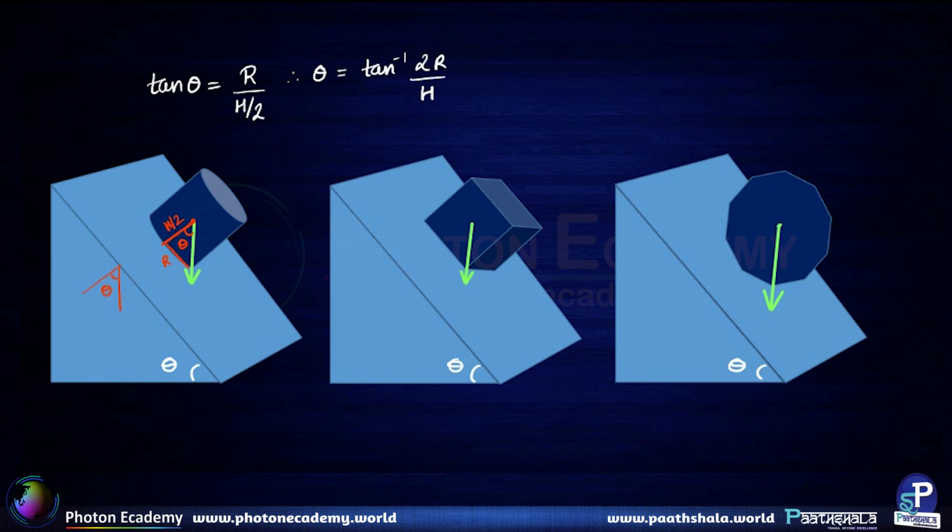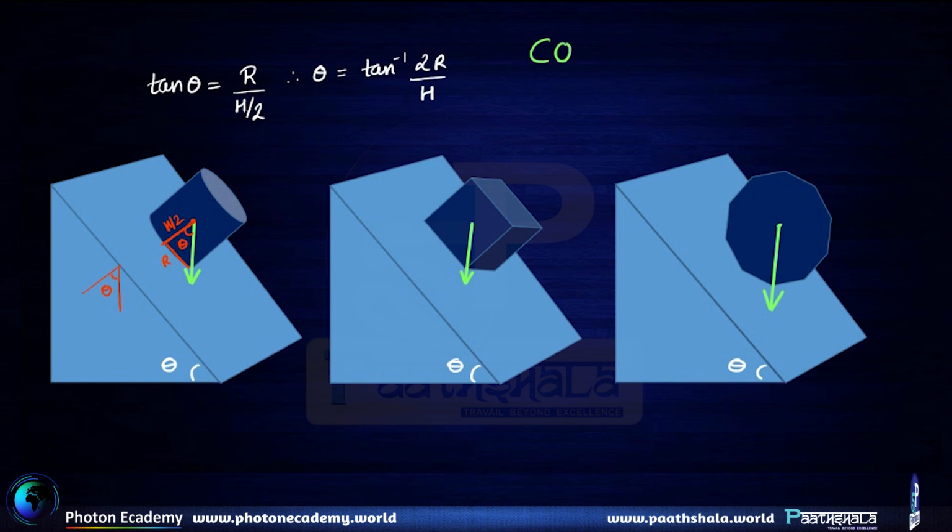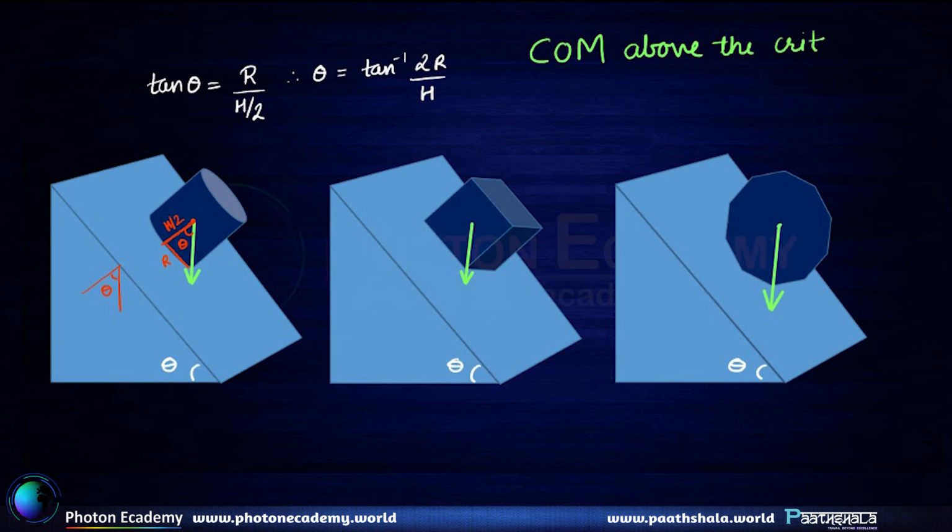So this is the critical condition. Critical condition meaning the condition for the object to be just able to topple, basically. And what is the critical condition? I am writing it down over here. Critical condition is center of mass above the critical point or the toppling point. So this is the condition always.